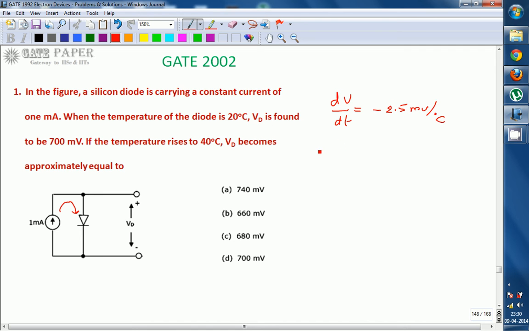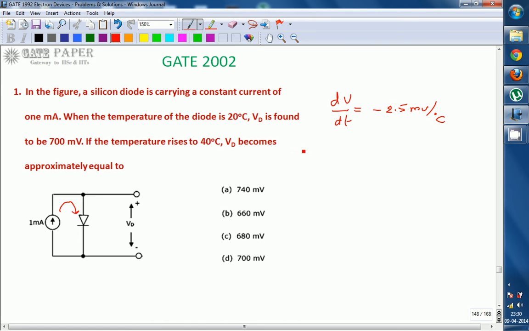What is meant by this? If the temperature increases by 1 degree centigrade, the voltage across the forward bias diode reduces by 2.5 millivolts. This is the meaning: dV by dT equal to minus 2.5 millivolts means that as the temperature increases by 1 degree centigrade, the voltage across the forward bias diode reduces by 2.5 millivolts.